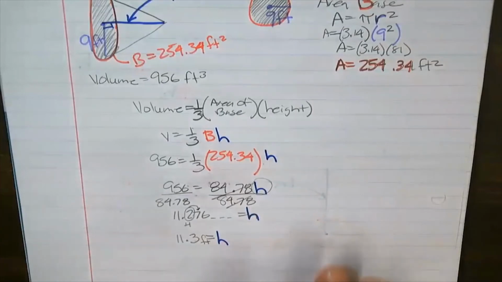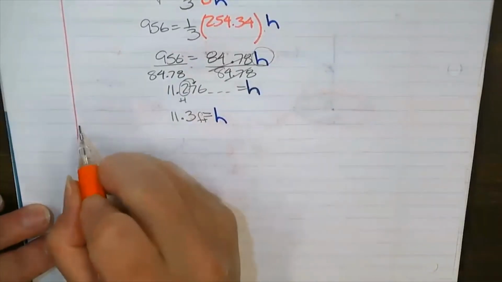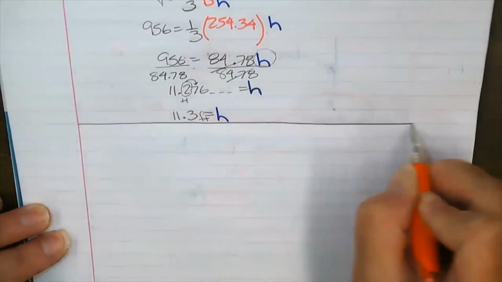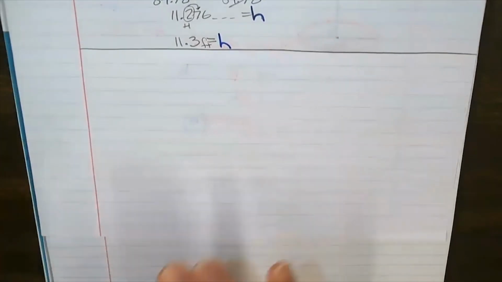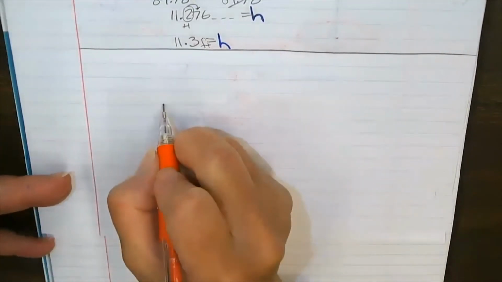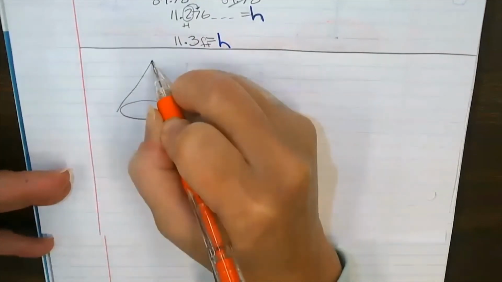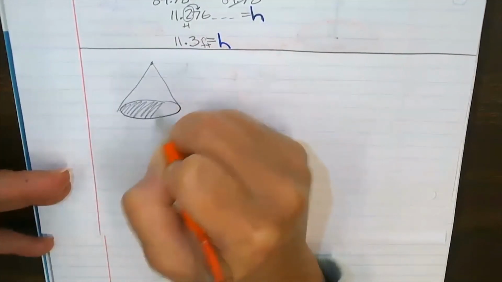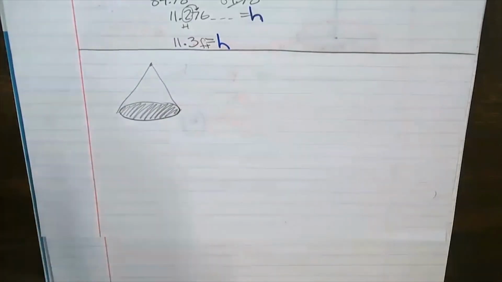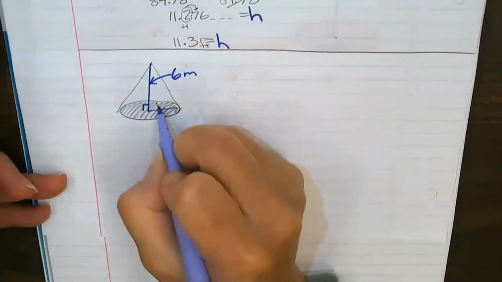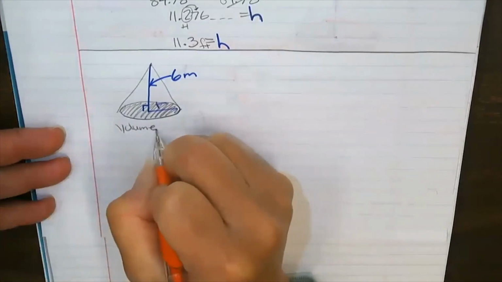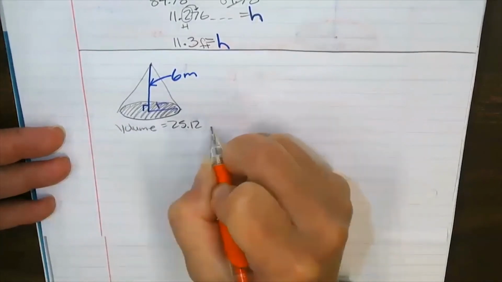Now, last period, somebody had a very good question. What happens if they ask me to find the radius of a cone? How do I do that if they're asking me to find the radius of a cone? So let's do one of those. So this is the cone that they've given me. They're telling me that the height is 6 meters. We need to find the radius. We don't know what the radius is. And the volume is 25.12 meters cubed.